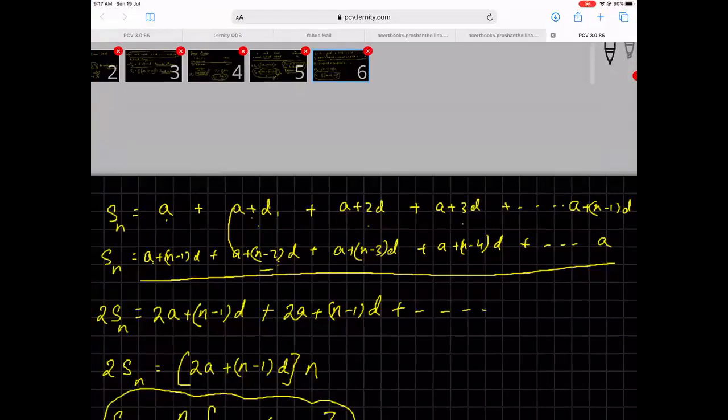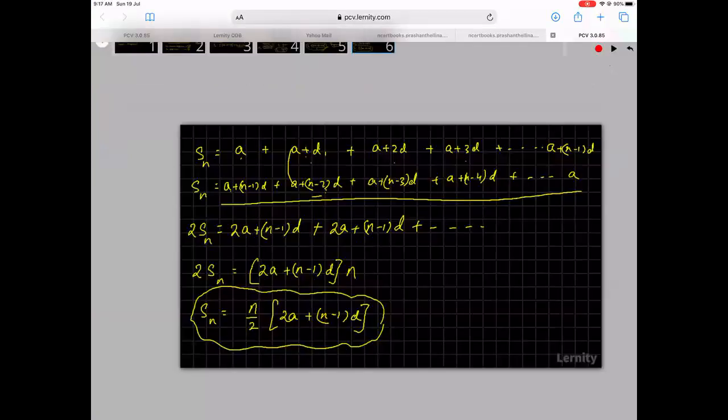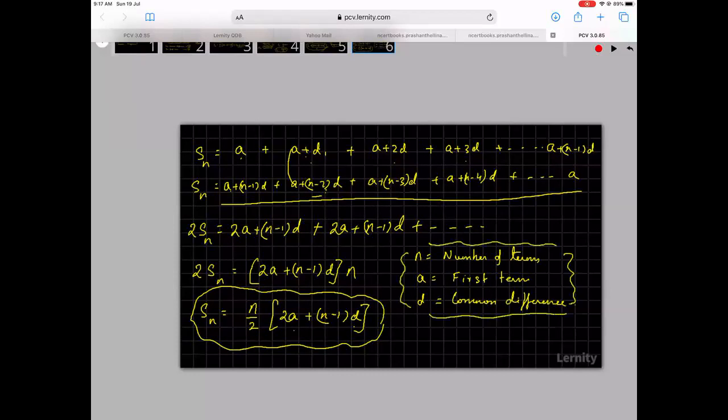I can't do anything more to it. This is d, the common difference. a is the first term. n is equal to the number of terms. a is equal to the first term, and d is equal to the common difference. Okay, so this is how I can write it.